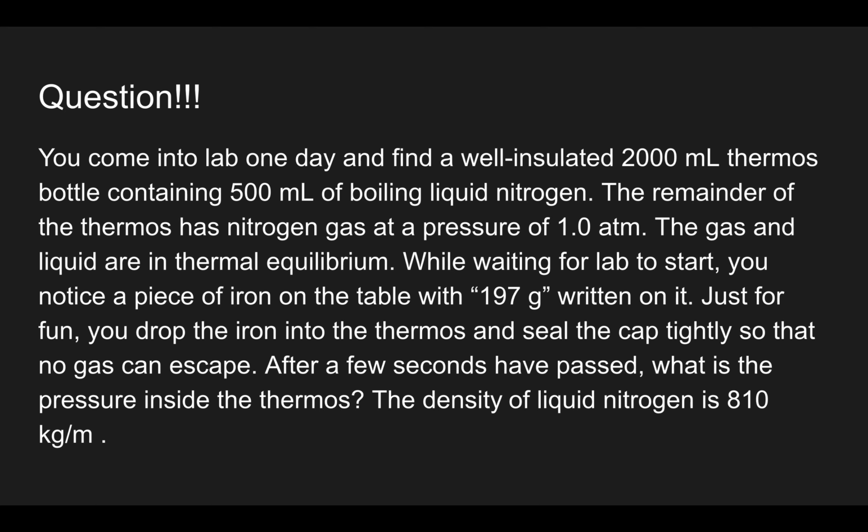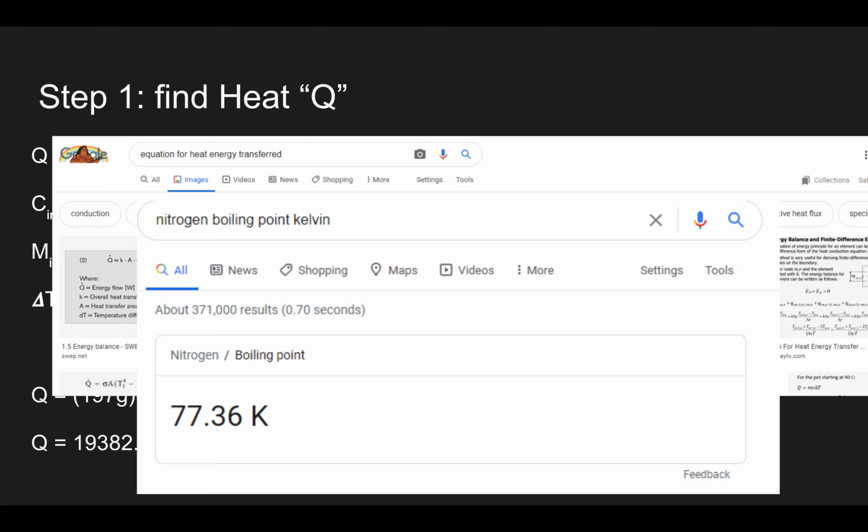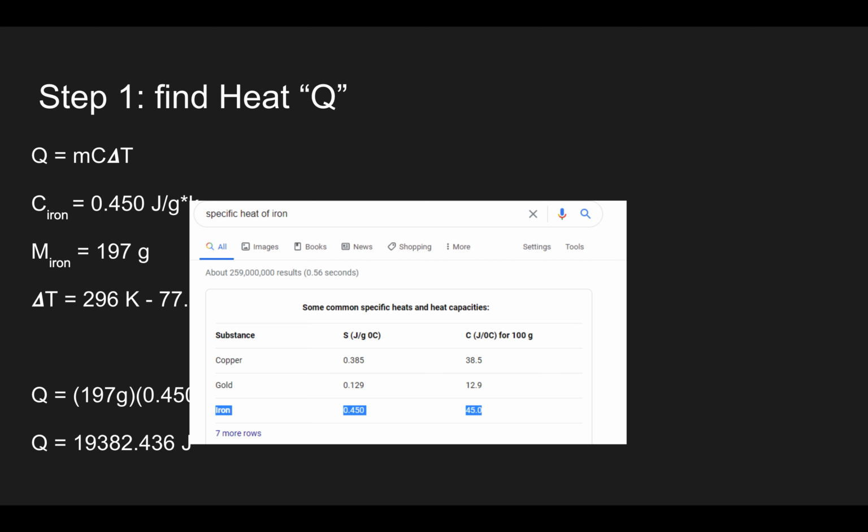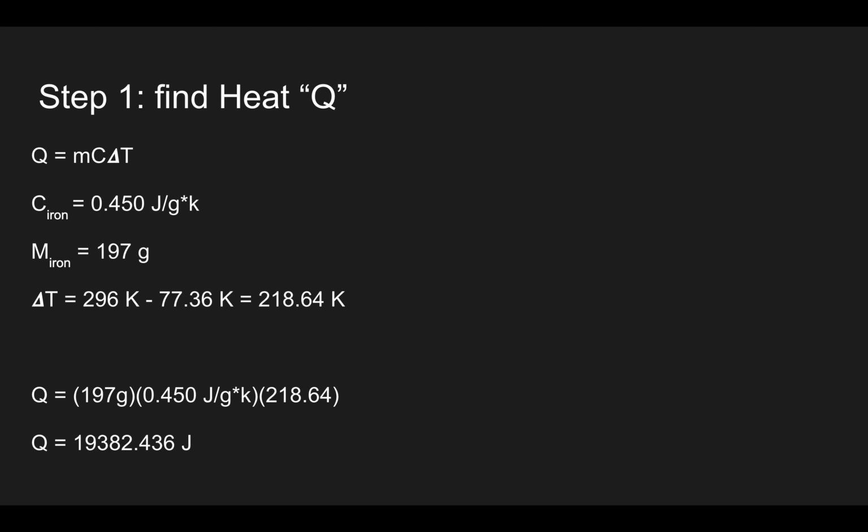It's also giving us the density of liquid nitrogen, which we'll use later. So basically, we have to calculate the amount of liquid nitrogen that gets converted into gas nitrogen, and then calculate the pressure from that. So let's get right into it. We need to find the heat transfer. We know that the nitrogen boiling point is 77.36 Kelvin. I looked it up. And then we know the equation for heat energy transferred because we looked it up. And then we also know the specific heat of iron because I looked it up. There's a theme here. We're going to look up a lot of things. So we're going to use that equation.